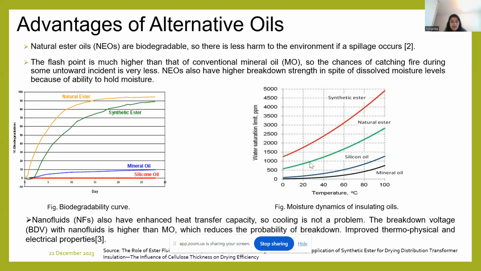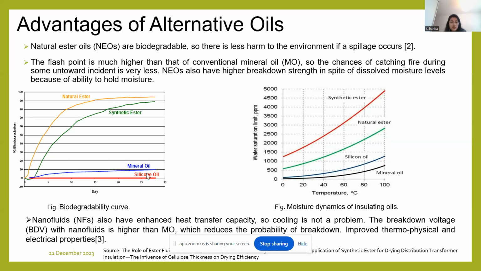So here we can see the advantages of the alternative oils. Natural ester oils are biodegradable, so there is less harm to the environment if an accidental spillage occurs. Also, the flash point of natural ester oil, or the vegetable oil, is much higher than the conventional mineral oil, so the chances of catching fire during some untoward incident is very less.